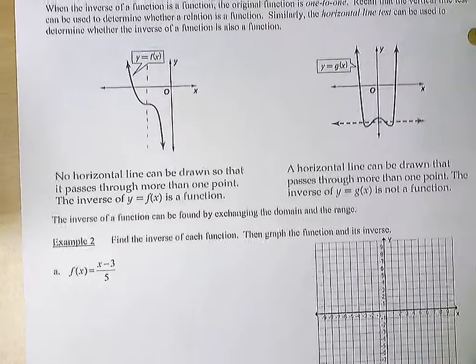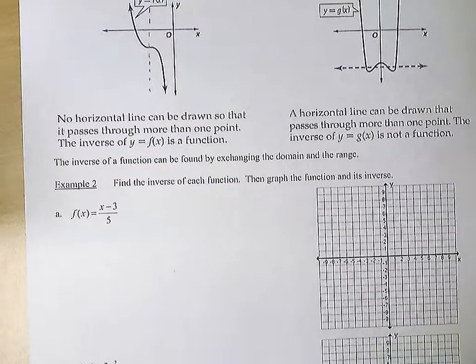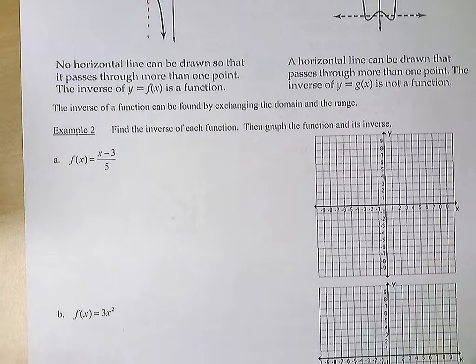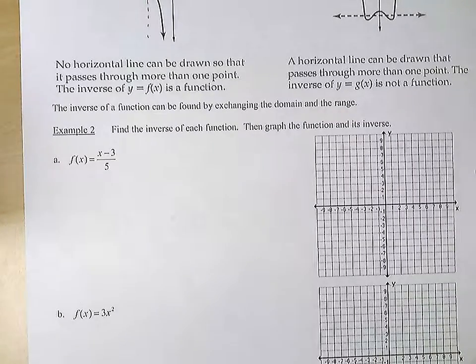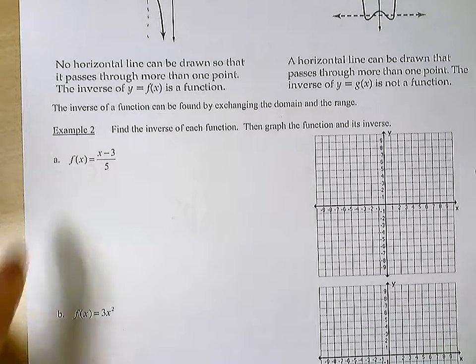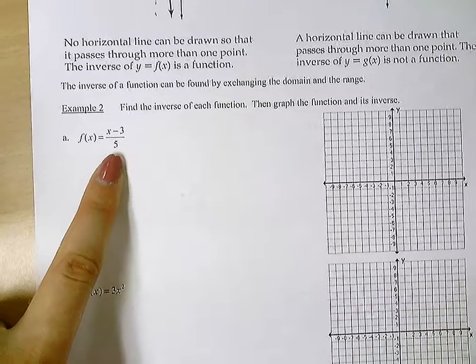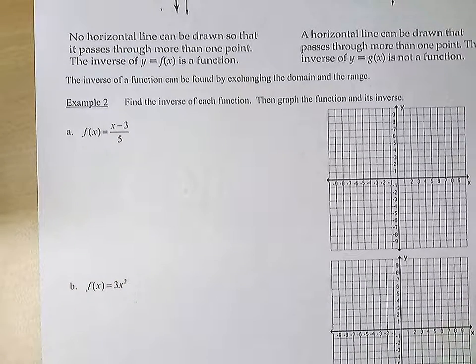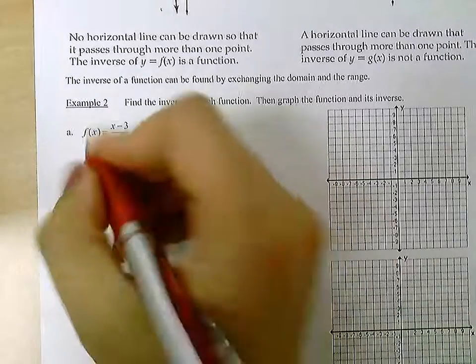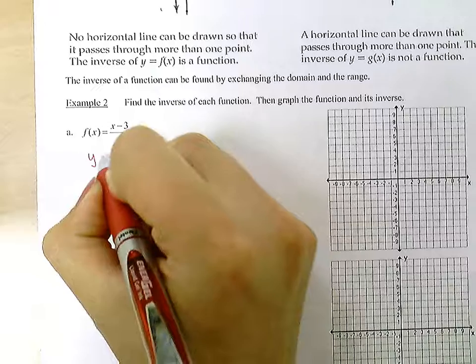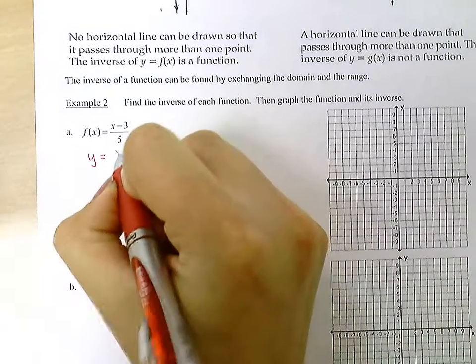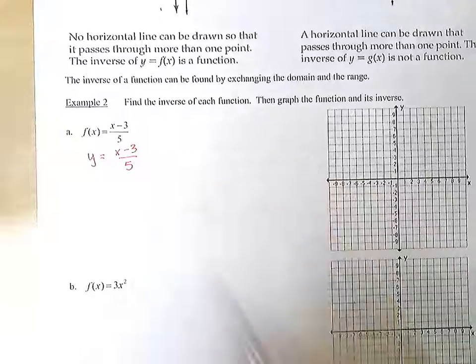All right, we're going to do some examples of finding an inverse. So example 2. We want to find the inverse of each function and then graph it so that you can see that reflection over that y equals x line. So in letter A, we have f of x equals x minus 3 over 5. Now just like before with our points, we want to flip-flop x and y. Right now you can't see a y, right? f of x is just y. So I can rewrite this as y equals x minus 3 over 5.